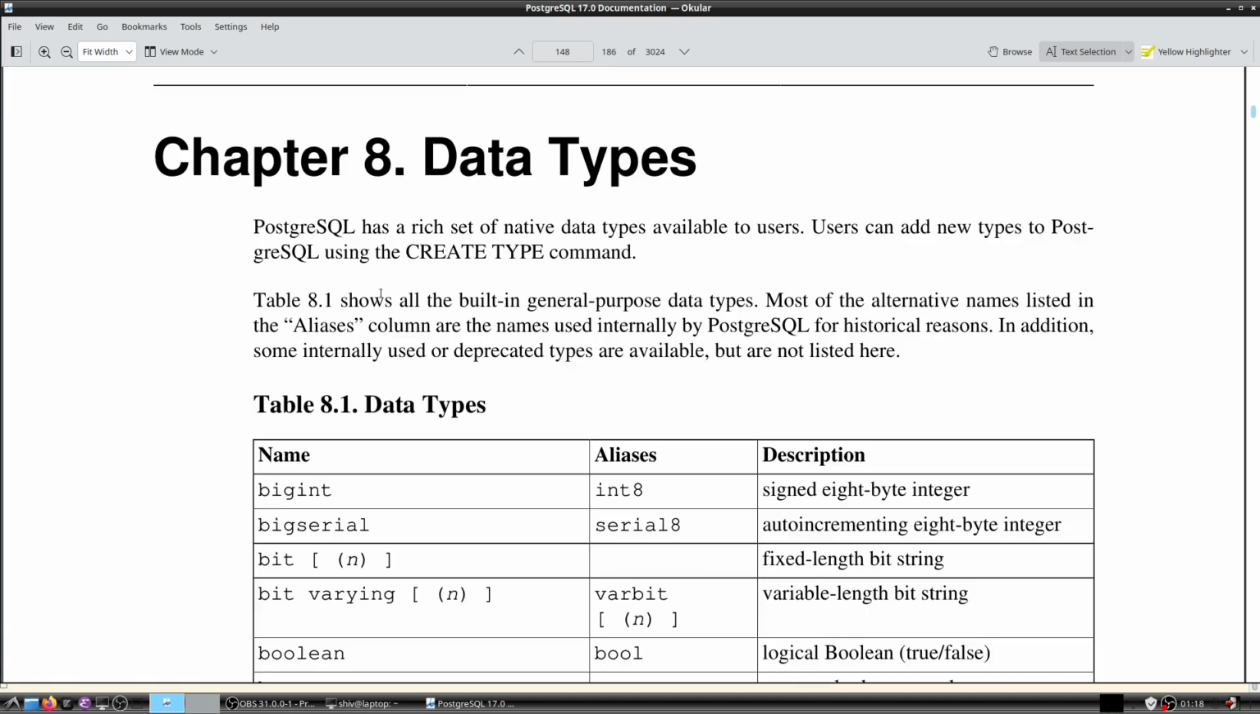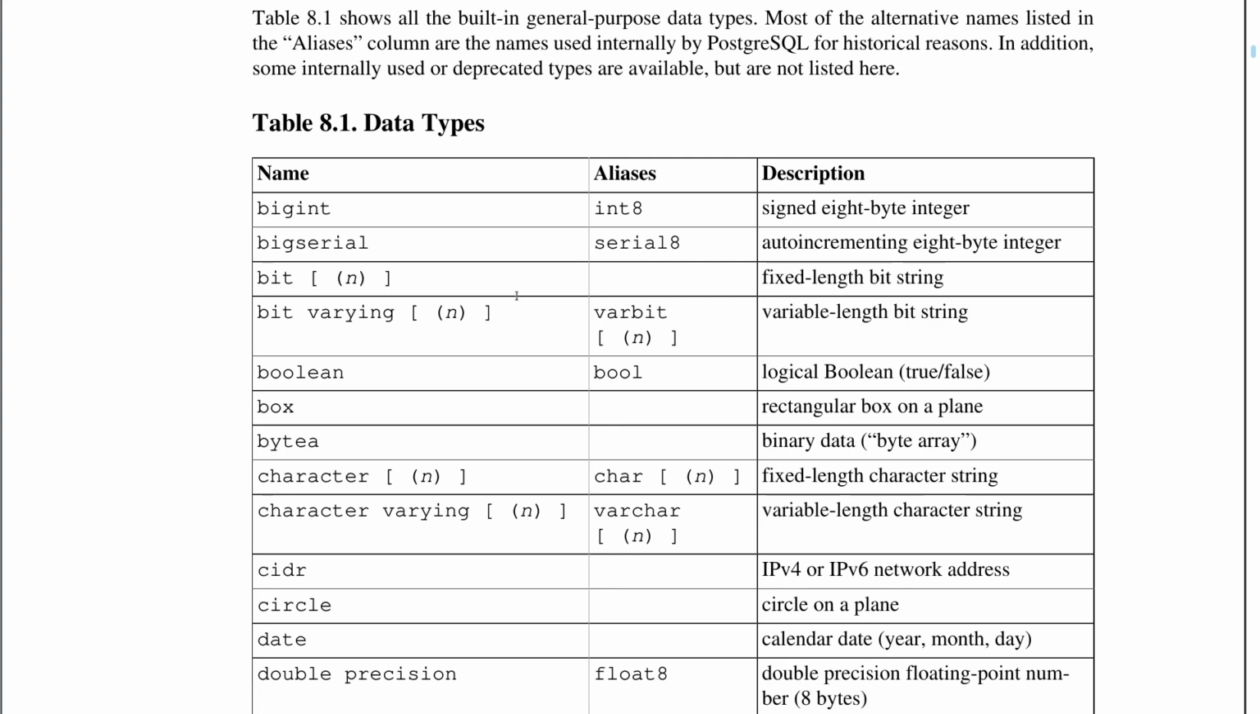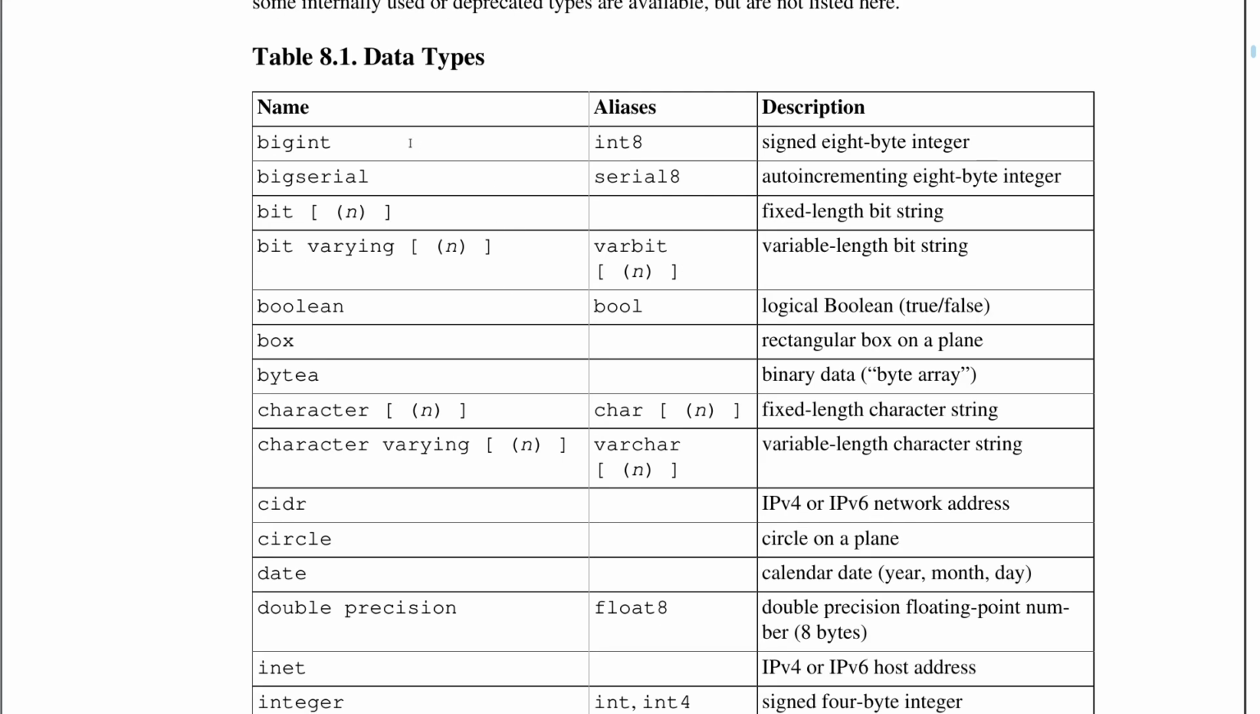So the most fundamental part of a table is the data type of the columns. PostgreSQL has a rich set of native data types. Some of these are not available in MySQL or Oracle. There may be different types, and there is a create type command. As you can see, it is on page 1894. We will see create type later on. So first we look at what we have covered.